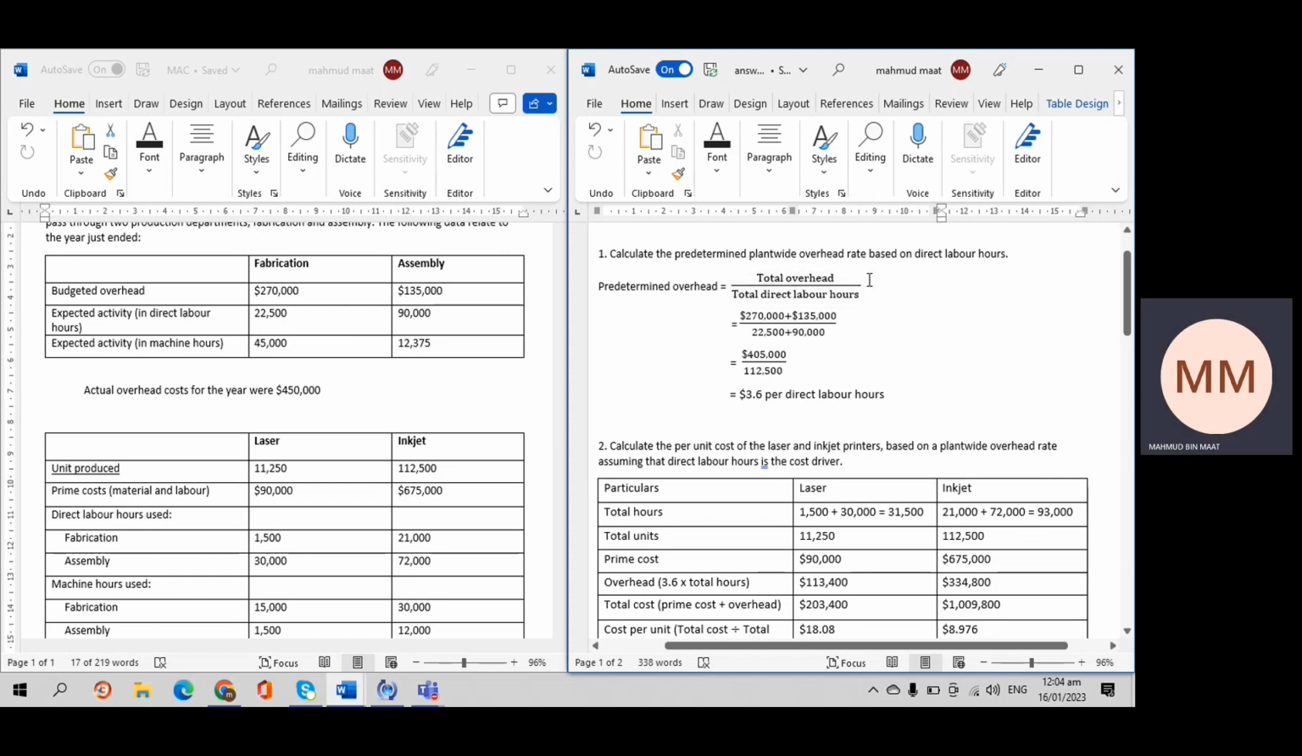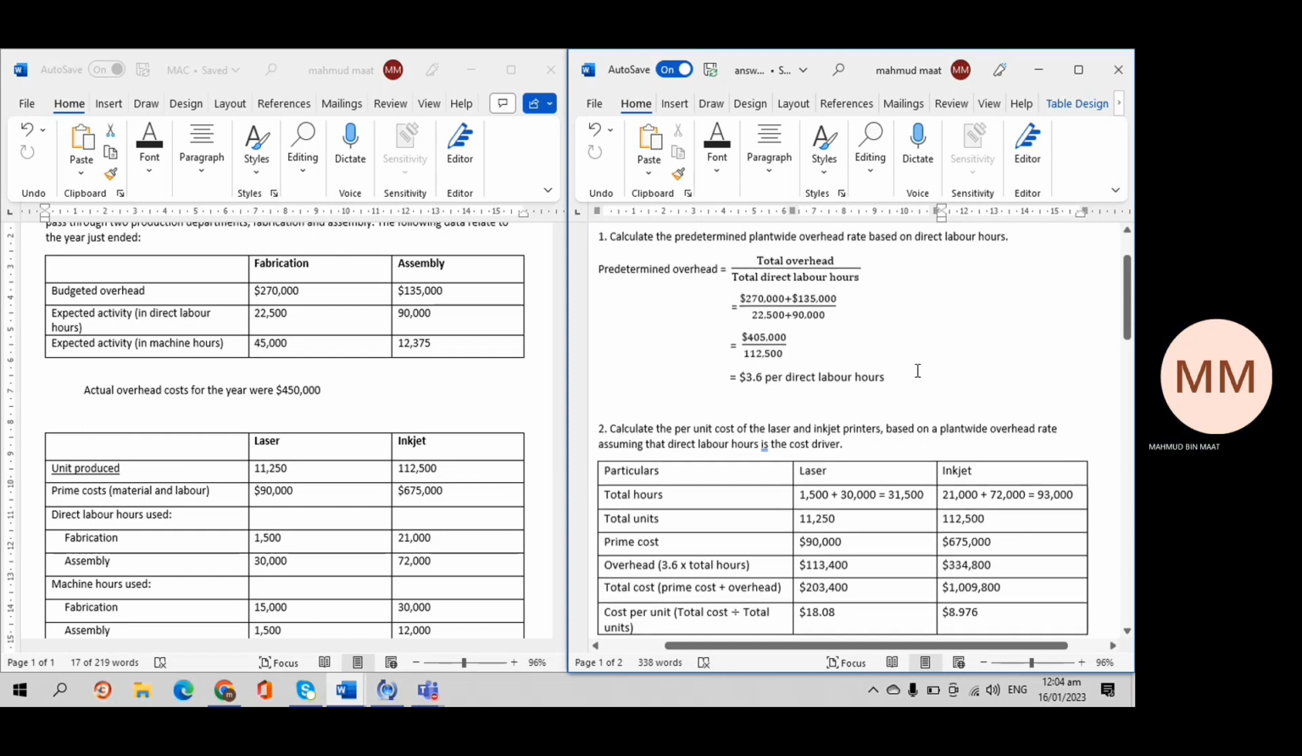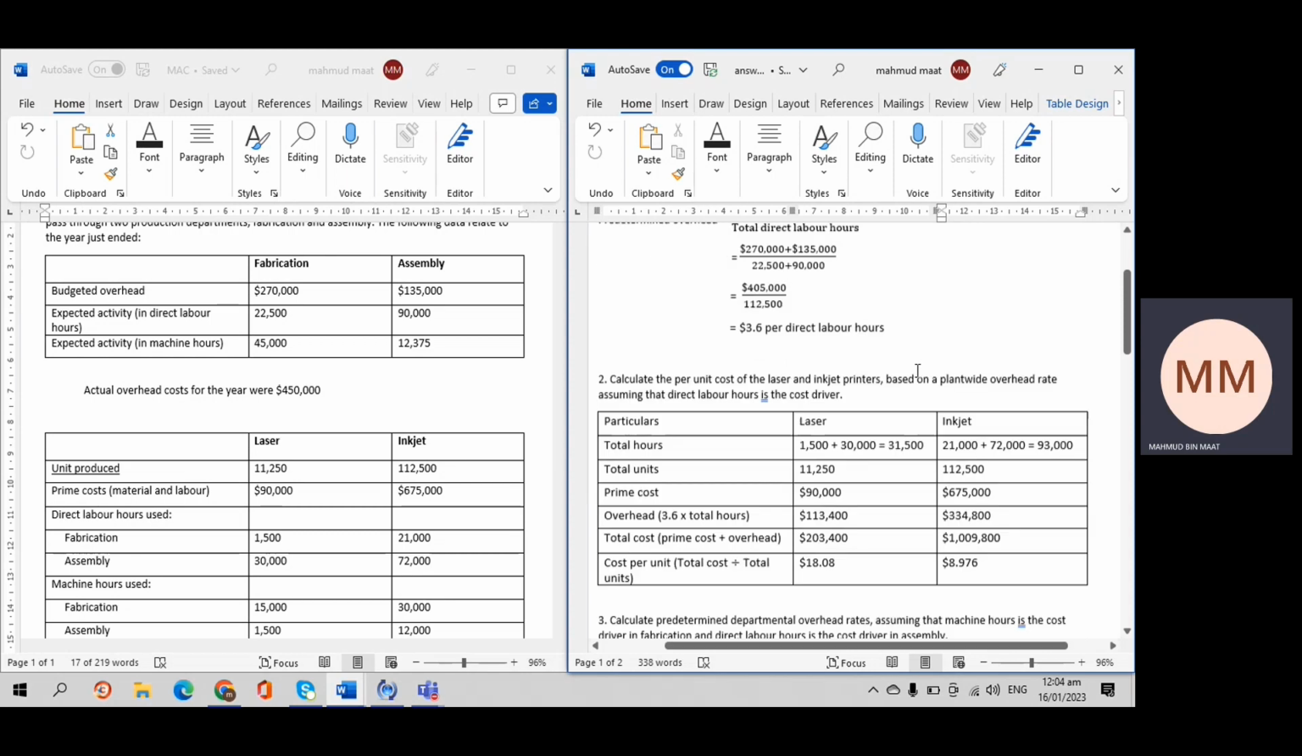So the formula is total overhead divided by total direct labor hours, because the question mentioned based on direct labor hours. So we need to divide by total direct labor hours. So total overhead, 270,000 plus the 135,000 we get from here, divided by 22,500 and 90,000 we get from here. So the predetermined overhead rate is equal to 3.6 per direct labor hour. We go to the next question.